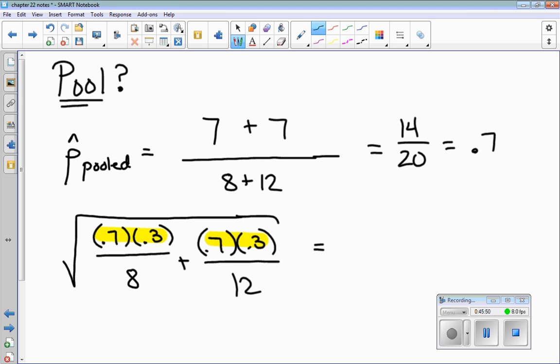Sorry, Charlie, you can just go ahead and fast forward. All right, I got it to be 0.209. Sound about right? All right, so that's our standard deviation of the difference, 0.209. Now what?